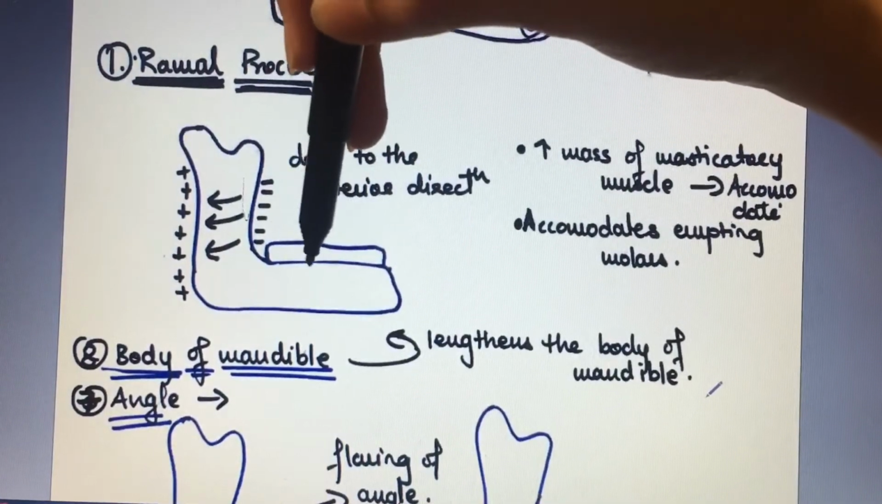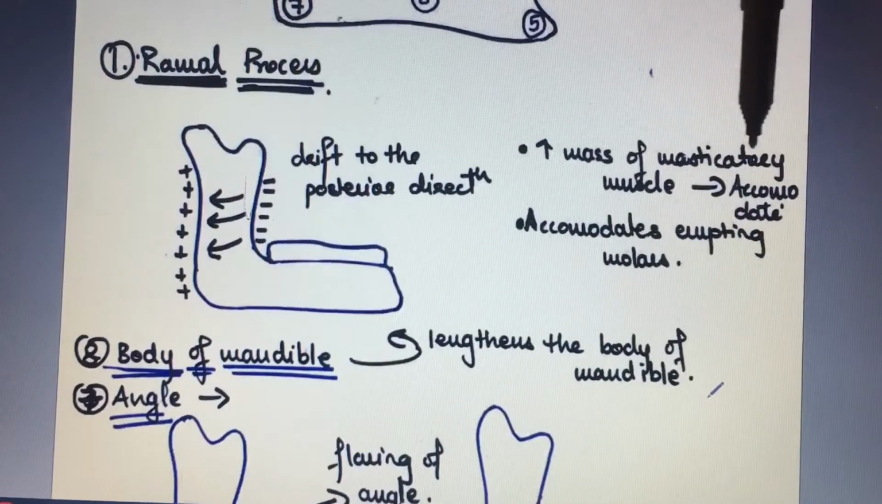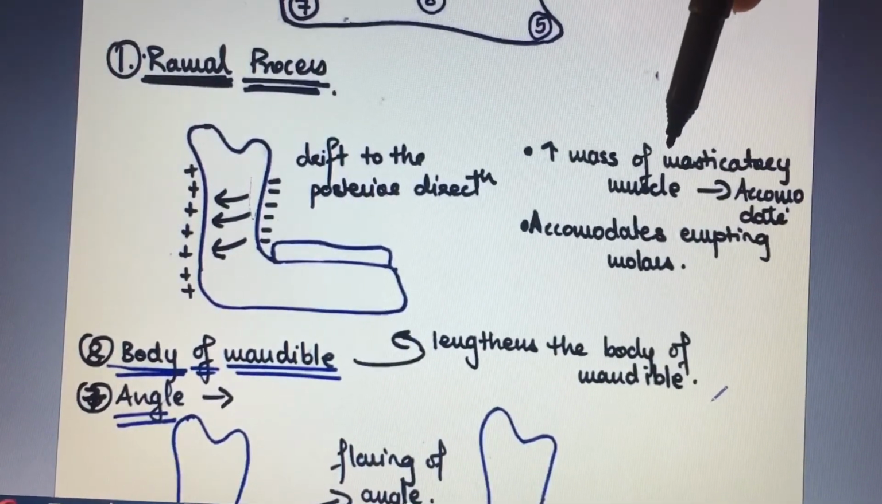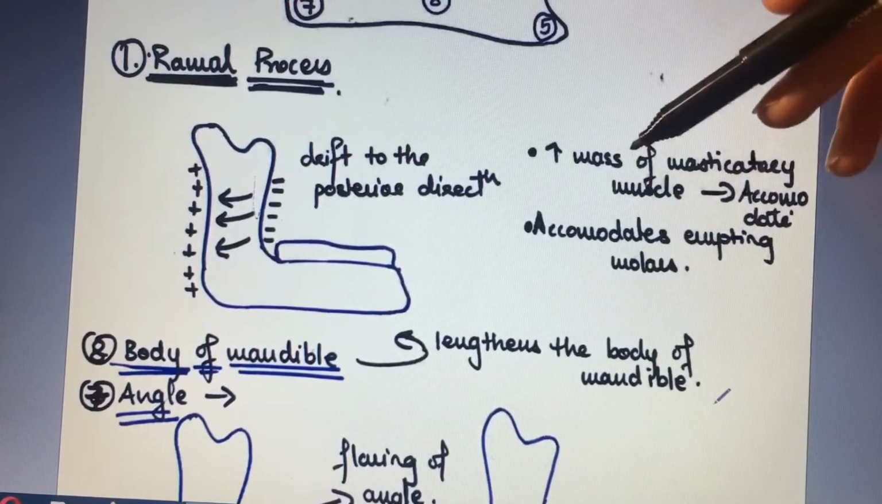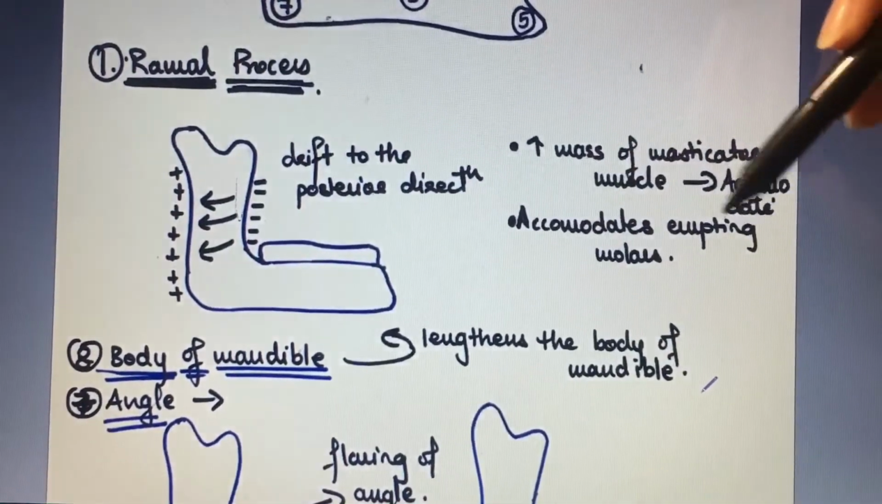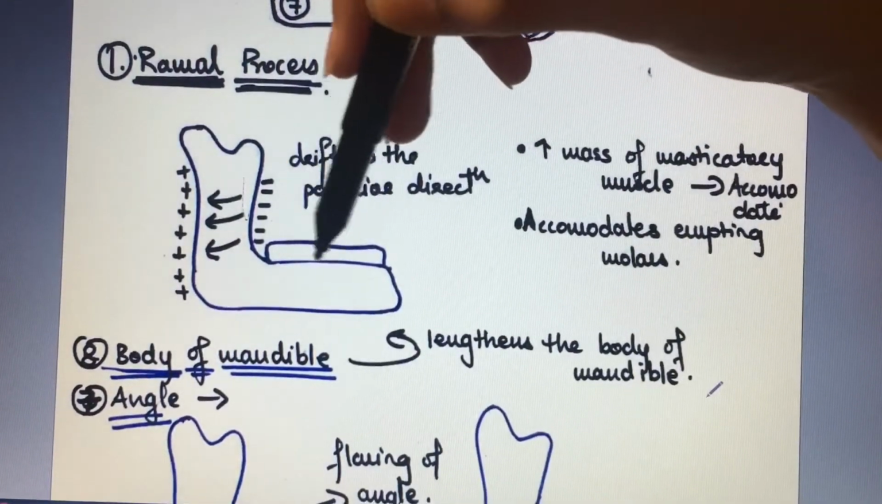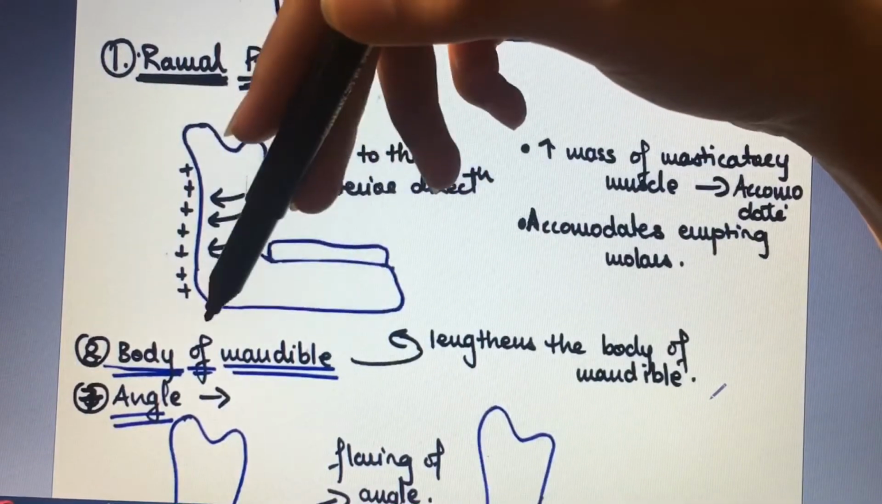Now, this drift is very important for its functions. It accommodates the increase in mass of the masticatory muscle. It also accommodates the enlarged breadth of the pharyngeal space, and third, it also accommodates the erupting molars in the body.